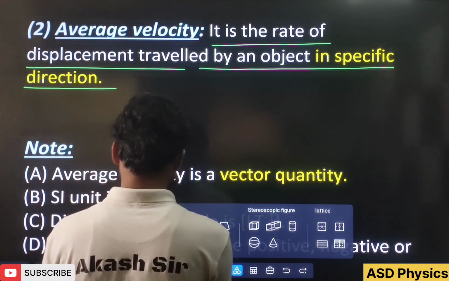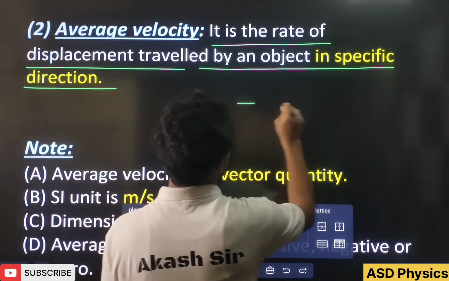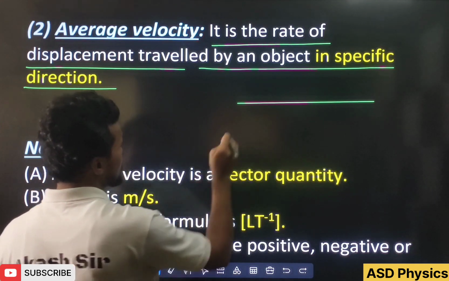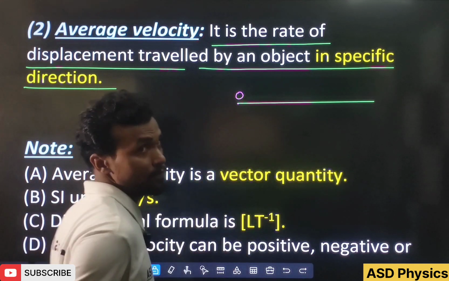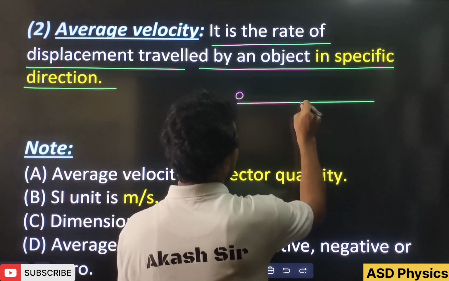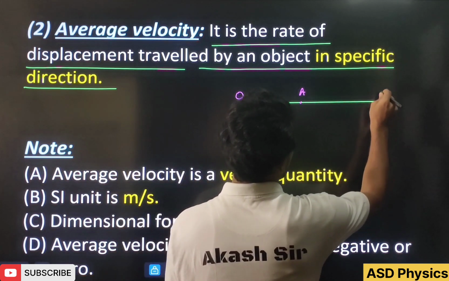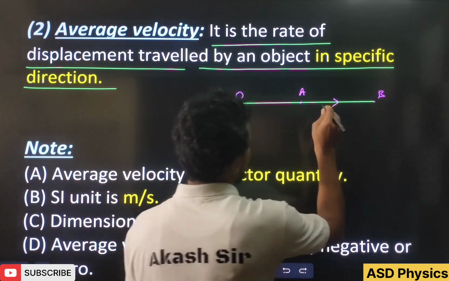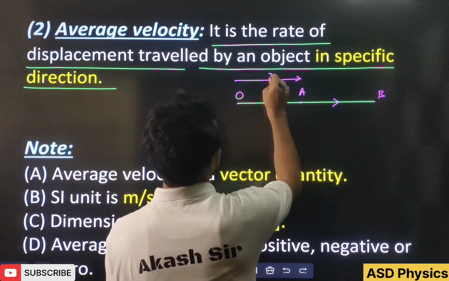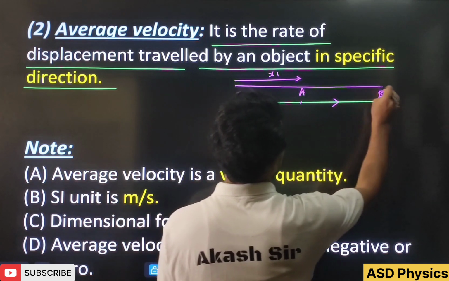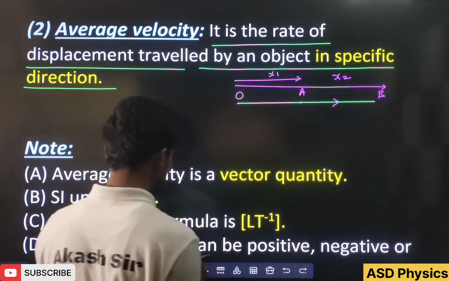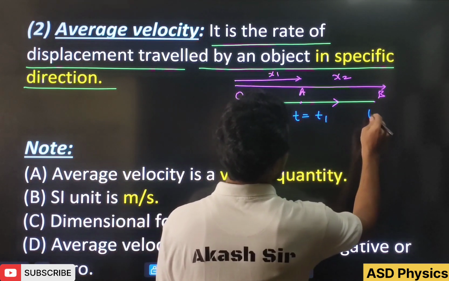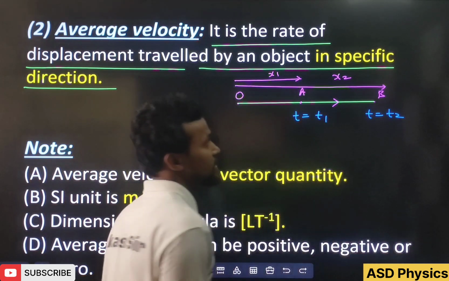Let's take for example one object. It is moving in a straight line, or any other direction. Just for the general situation I have taken this. Let's take this is the origin. Here I write point A, and here point B. Let's take the object is moving from A to B. Let's take this length is x1, and this length is x2. At this point, time is t equal to t1, and at this point, time is t equal to t2.